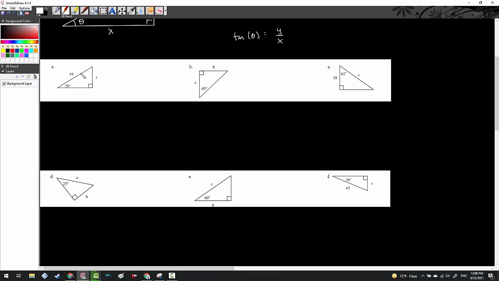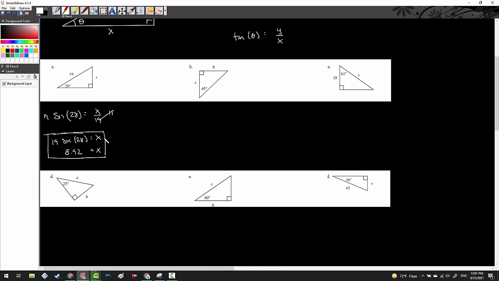So in part A here, we're looking at this 28-degree angle, a side that's opposite, and a side that's hypotenuse. Angle, opposite, hypotenuse screams sine to me. So sine of 28 is equal to x over 19. Multiply both sides by 19, and you get 19 times sine of 28 is equal to x. There's our calculator-ready version. Our calculated version is going to be 8.92.